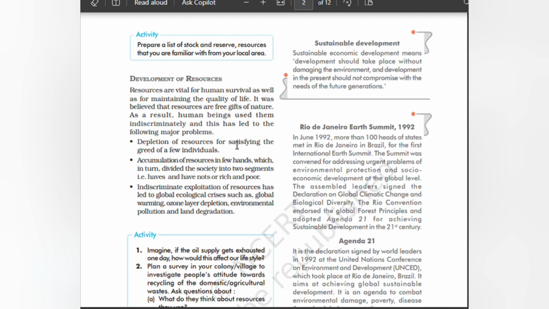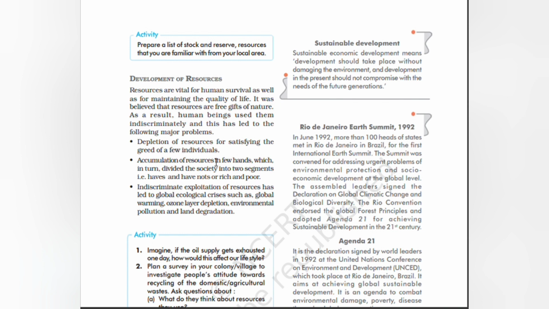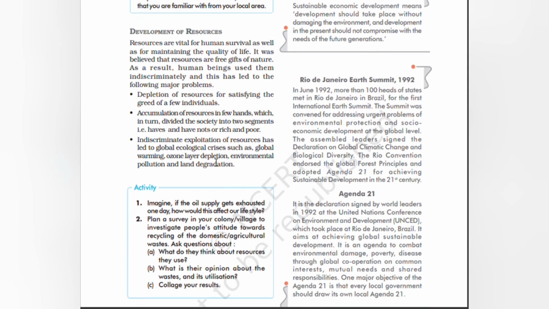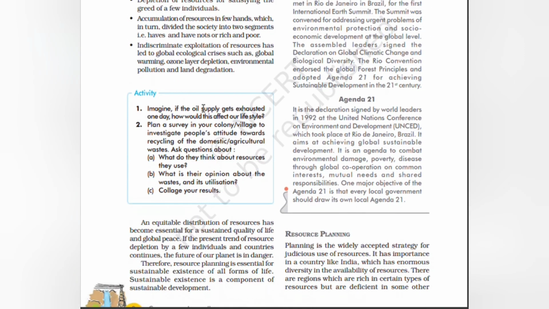Depletion of resources for satisfying the greed of a few individuals. Accumulation of resources in few hands, which in turn divided the society into two segments, that is, haves and have-nots, or rich and poor. Indiscriminate exploitation of resources has led to global ecological crises such as global warming, ozone layer depletion, environmental pollution, and land degradation. Imagine if the oil supply gets exhausted one day, how would this affect our lifestyle?